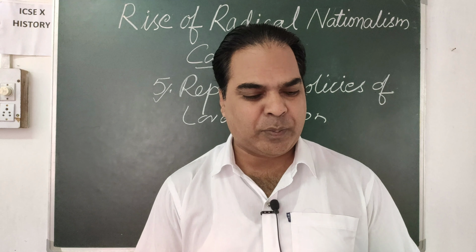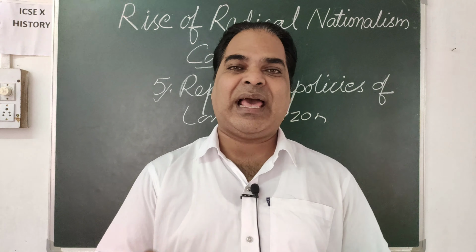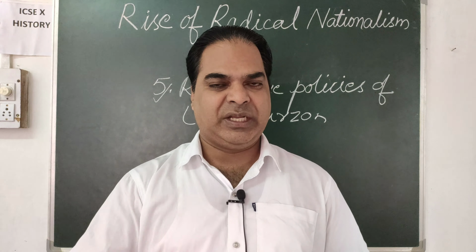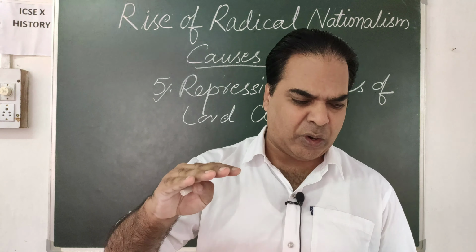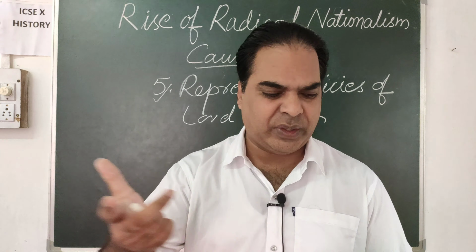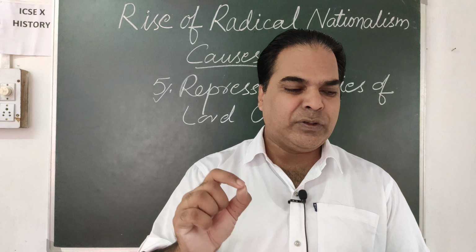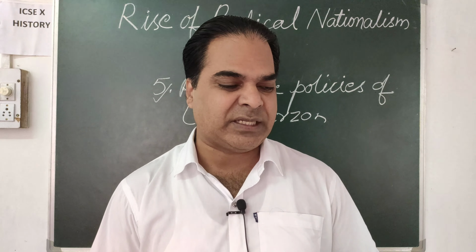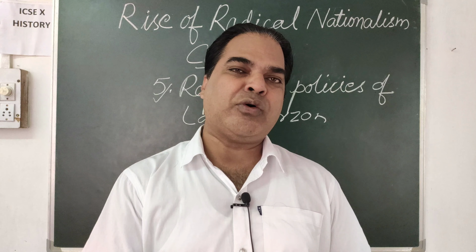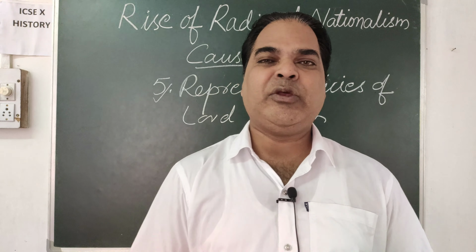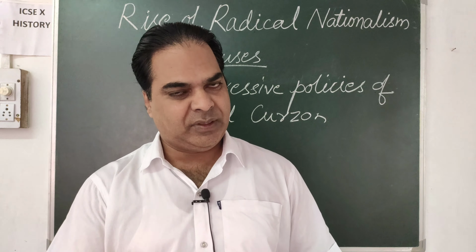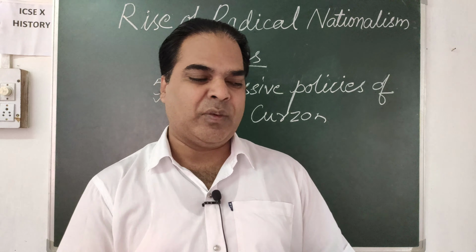So what was the Calcutta Corporation Act? This act reduced the elected Indian members to half, thereby giving the British a majority. The Indian members in the Calcutta Corporation were reduced and the number of Britishers was increased. In 1904, the Indian Universities Act was passed, and this act imposed strict control over the Indian universities and reduced their autonomy.